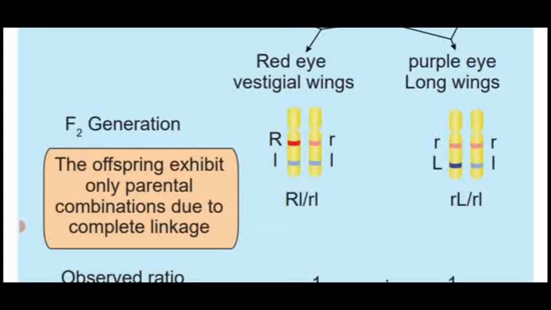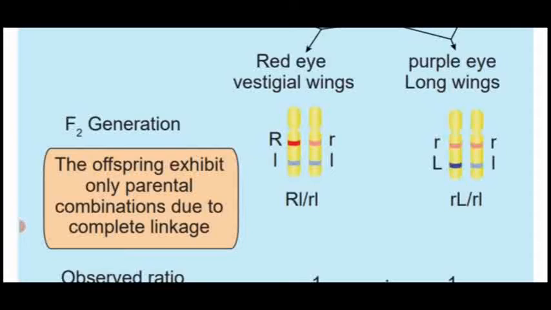If the chances of separation of the two linked genes are absent, they do not separate, they tend to remain together and also express the parental character. See the observation of the F2 generation. Both of them, what is that one? Only the parental character is expressed. So there is no crossing over taking place. So this type of linkage is said to be complete linkage.